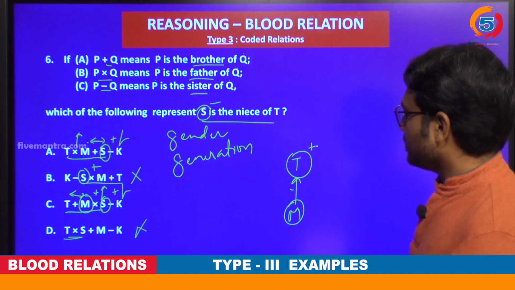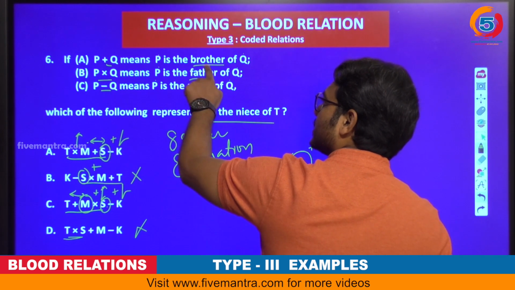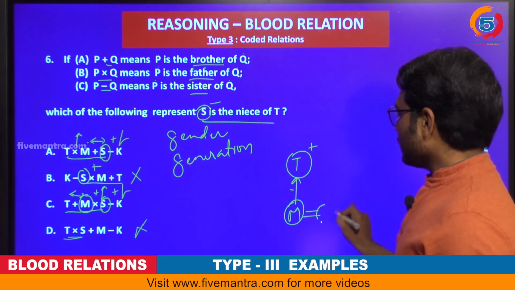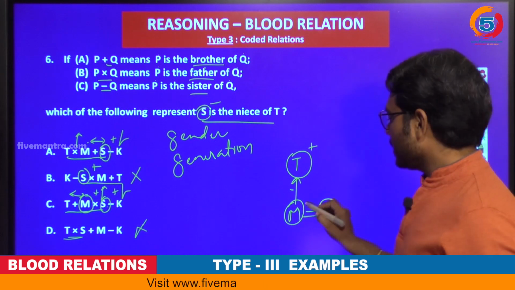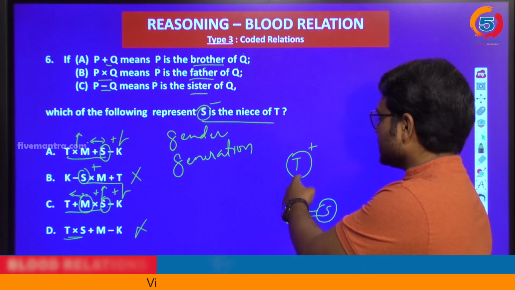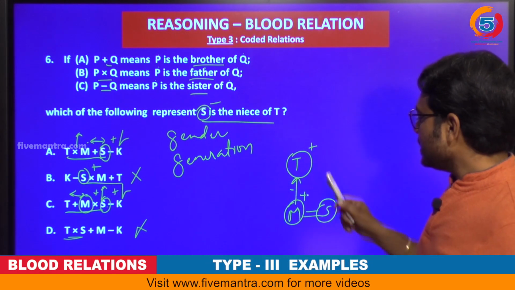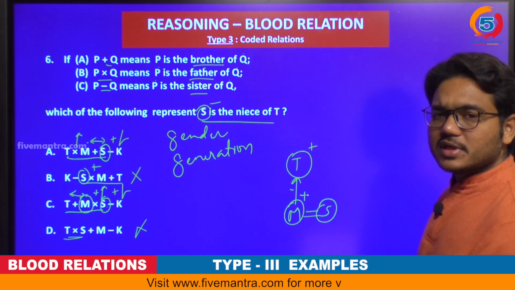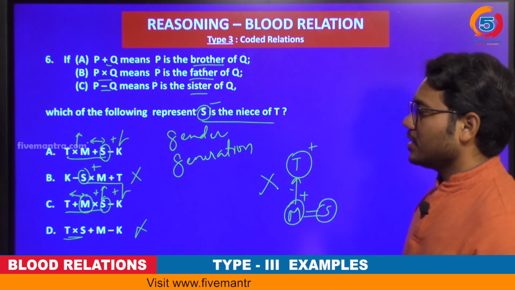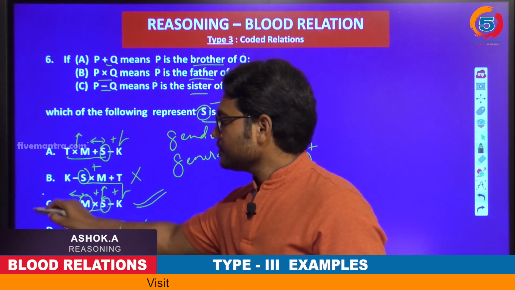So T is obviously male, and then M plus indicates brother. So M is the brother of S, who is male. Is this the relation we are looking for? Now what does it indicate? T becomes the father of S, so this option is not valid. So obviously our answer is C.